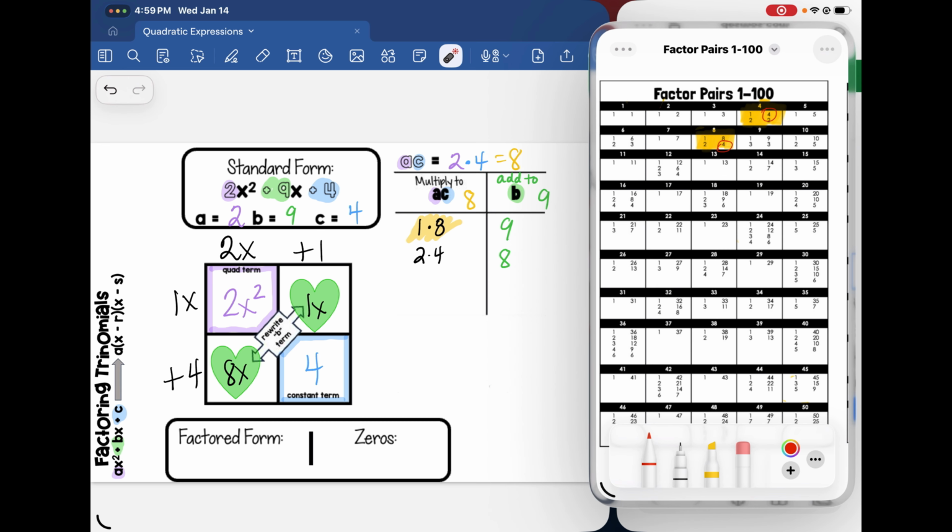So I have my factored form. My factored form would be the terms on the top, which will be 2x plus 1.